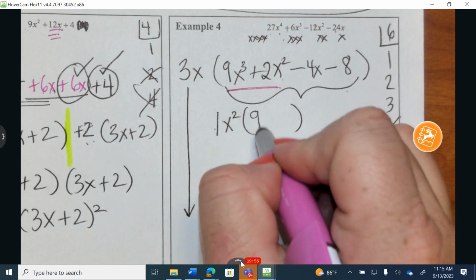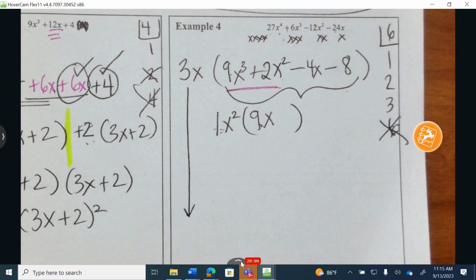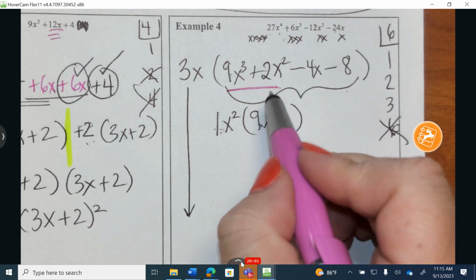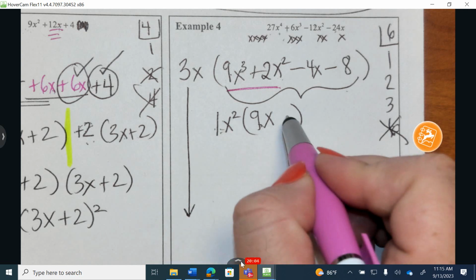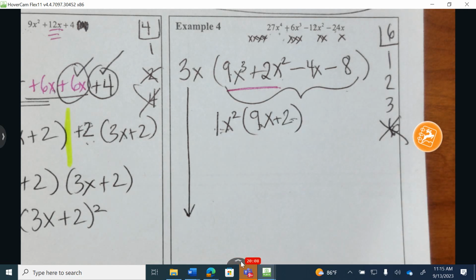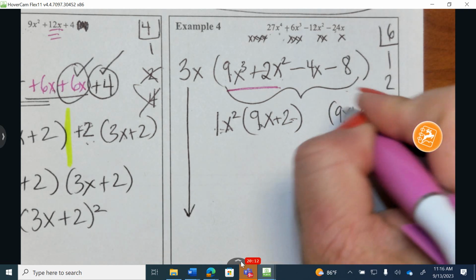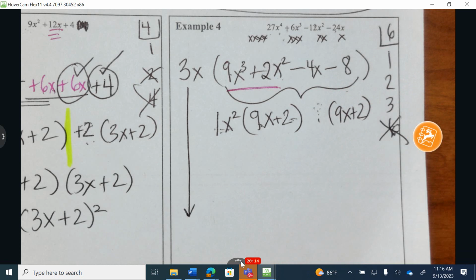9 times 1 is 9. I need 3 x's, so I attach one more. 1 times 2 is 2. I need 2 x's, and I already have them. Whatever is there, I go to the back and write 9x plus 2 and make a really light question mark.